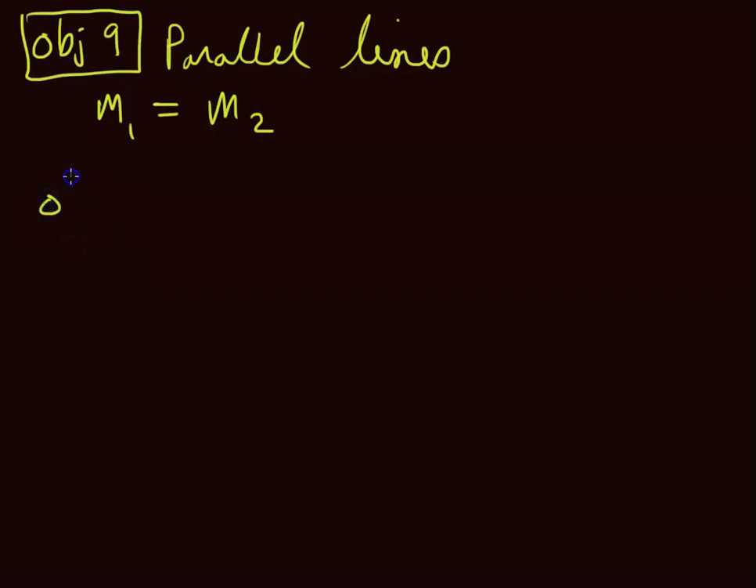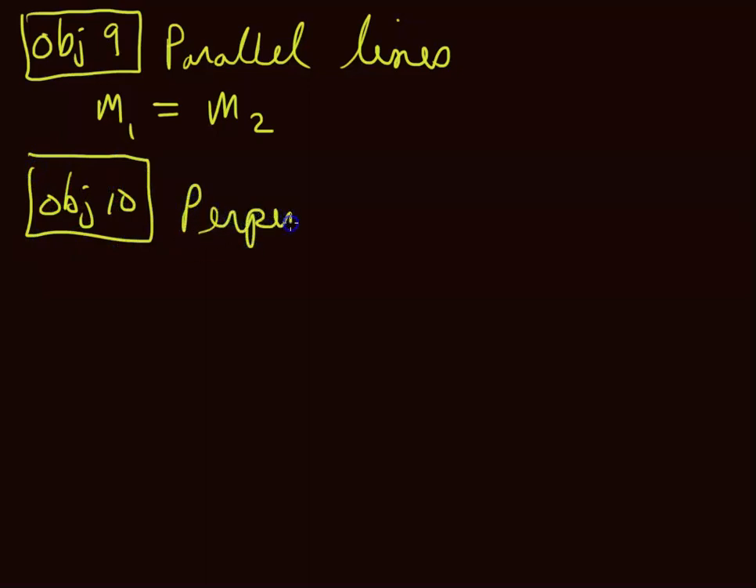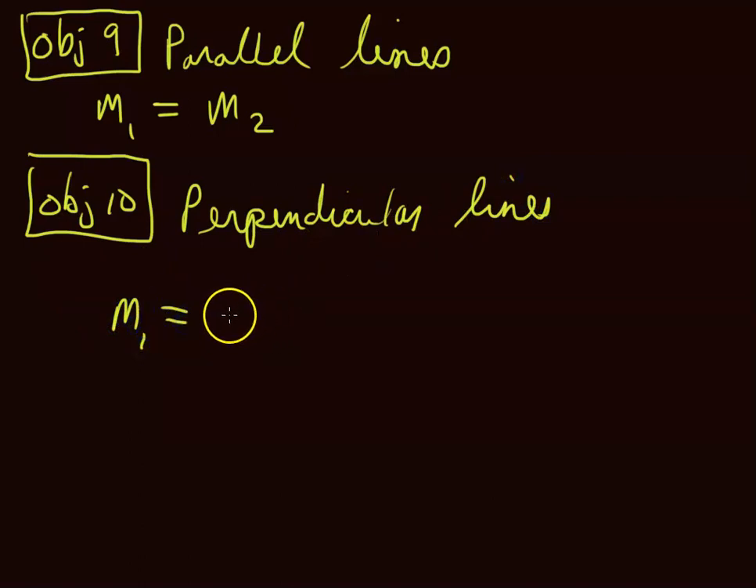Objective 10, perpendicular lines. Well, not as nice. If they're perpendicular, they're not the same, and they're not just opposites like one's positive, one's negative. They're opposite reciprocals. Take the opposite sign, flip it over, and you've got the slope of a perpendicular line.